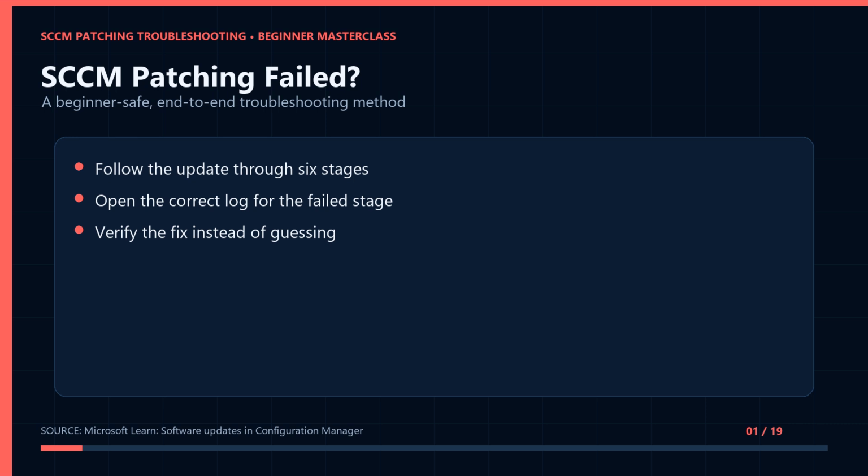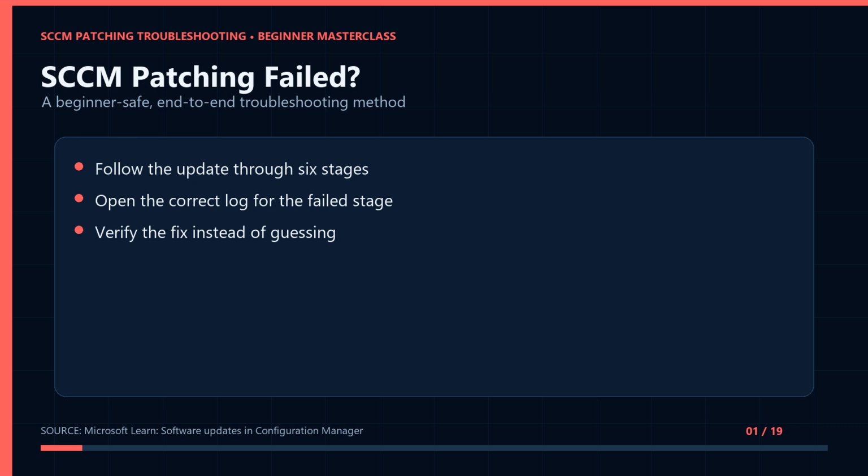If the scan succeeds but Software Center is stuck downloading, move to the content stage. Microsoft recommends checking CA.log, ContentTransferManager.log, and DataTransferService.log. CA records the content request and source selection. Content Transfer Manager tracks the transfer job. Data Transfer Service gives transfer detail and the content URL.